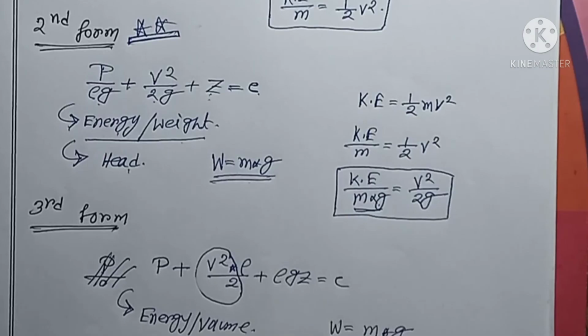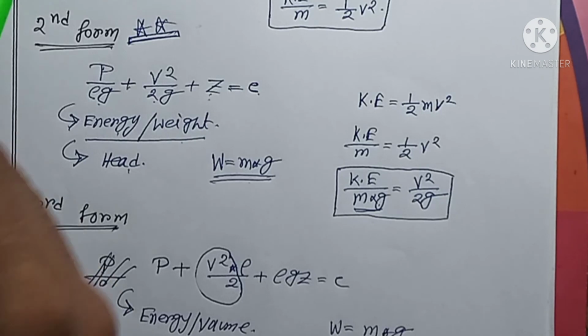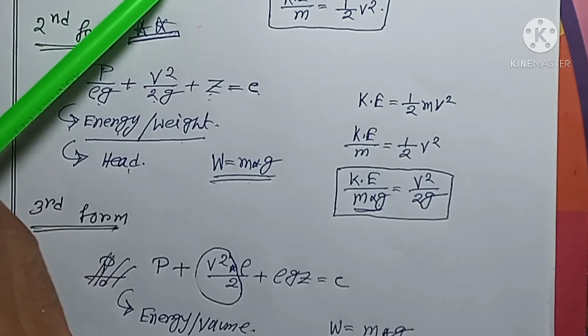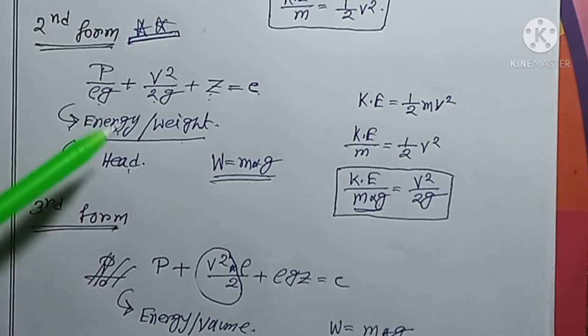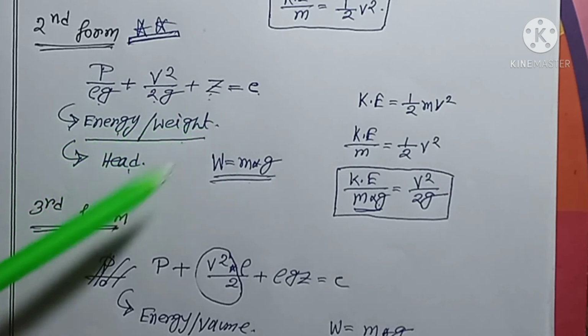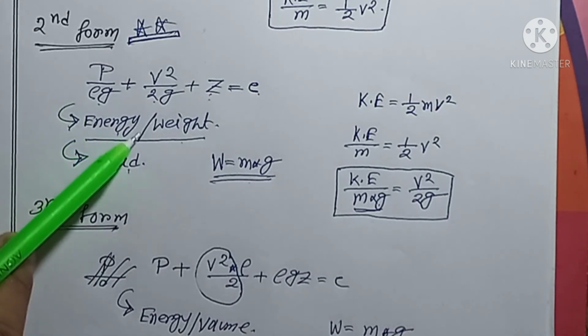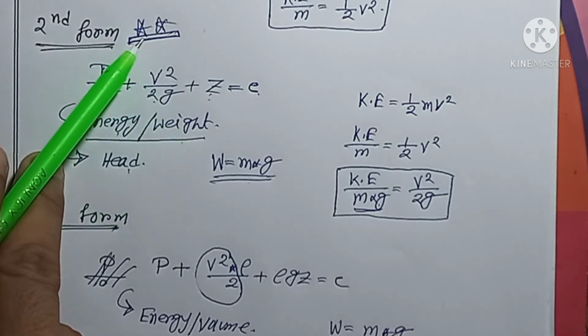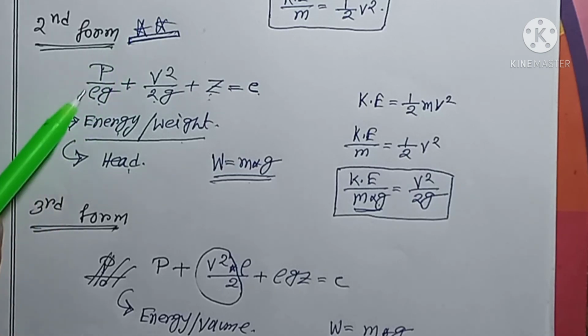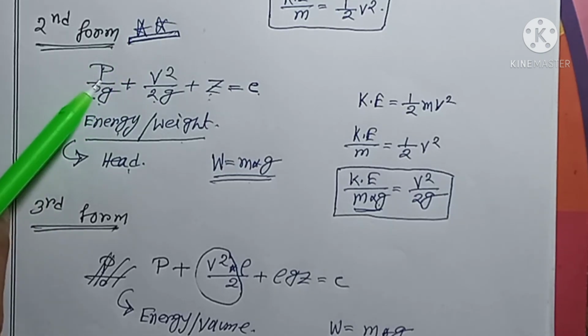So in this video we showed that there are three forms of Bernoulli's equation: first form, second form and third form. The first form is energy per unit mass, the second form is energy per unit weight, and the third form is energy per unit volume. Among these three forms, the second form, which is energy per unit weight, is really important, and we use this second form most of the time.